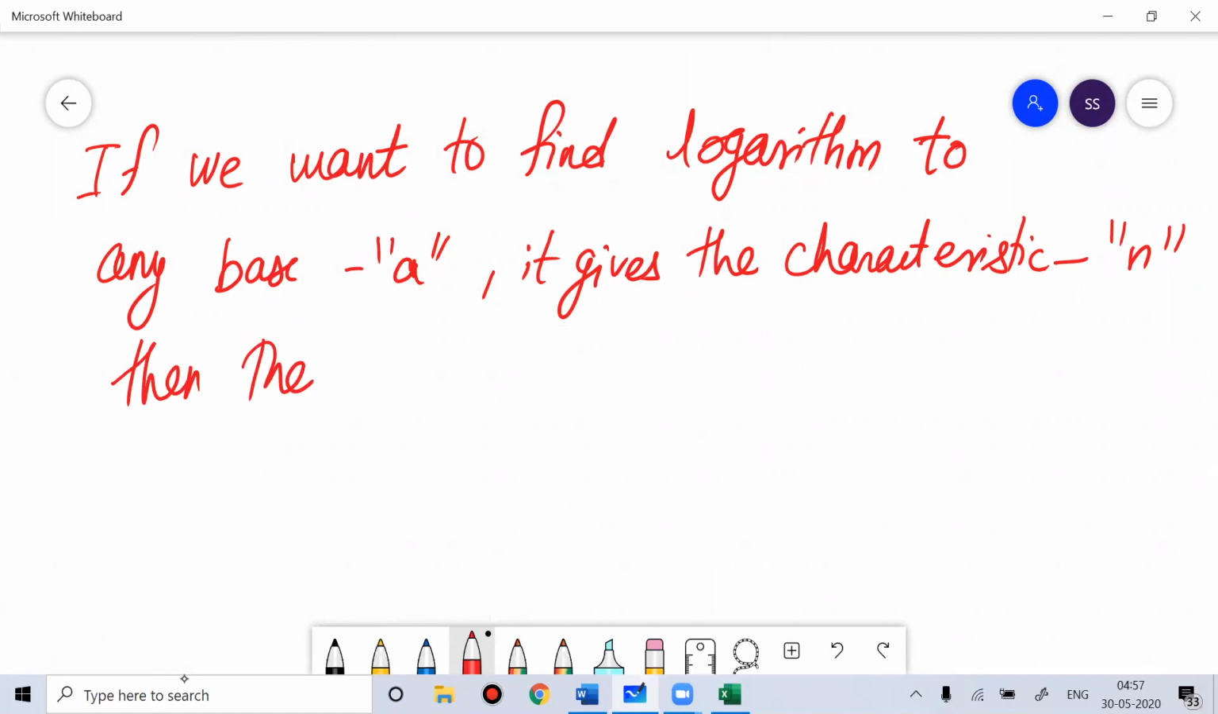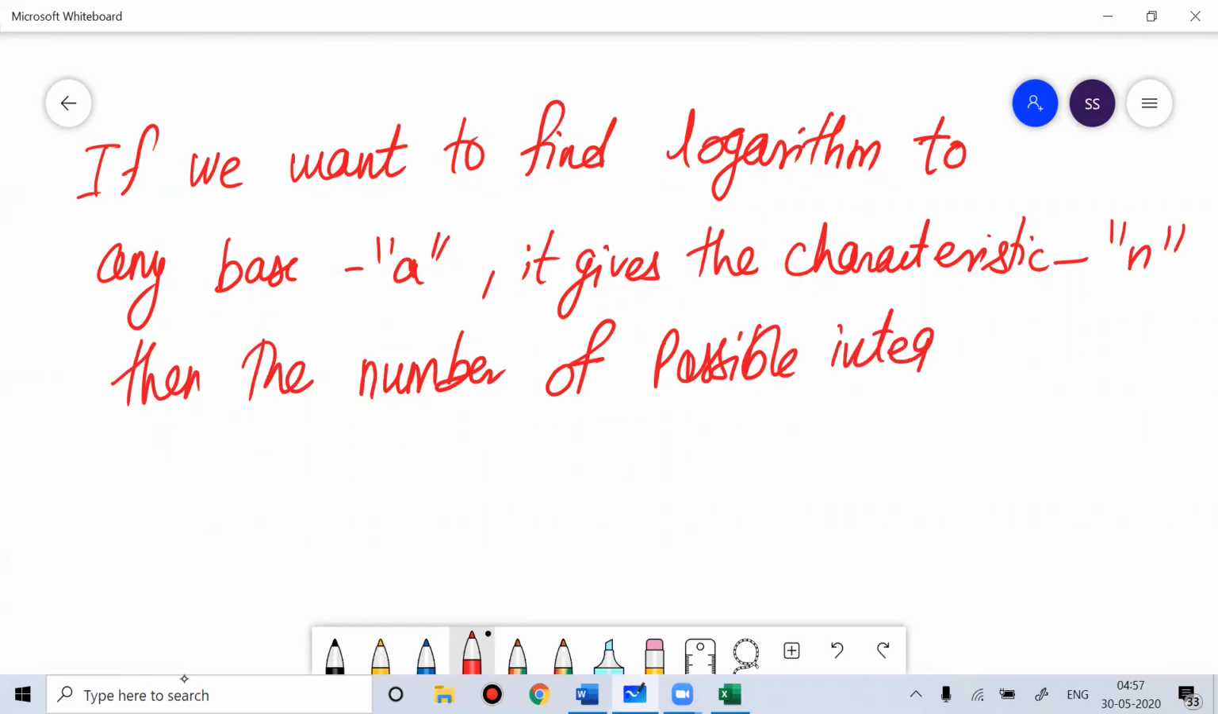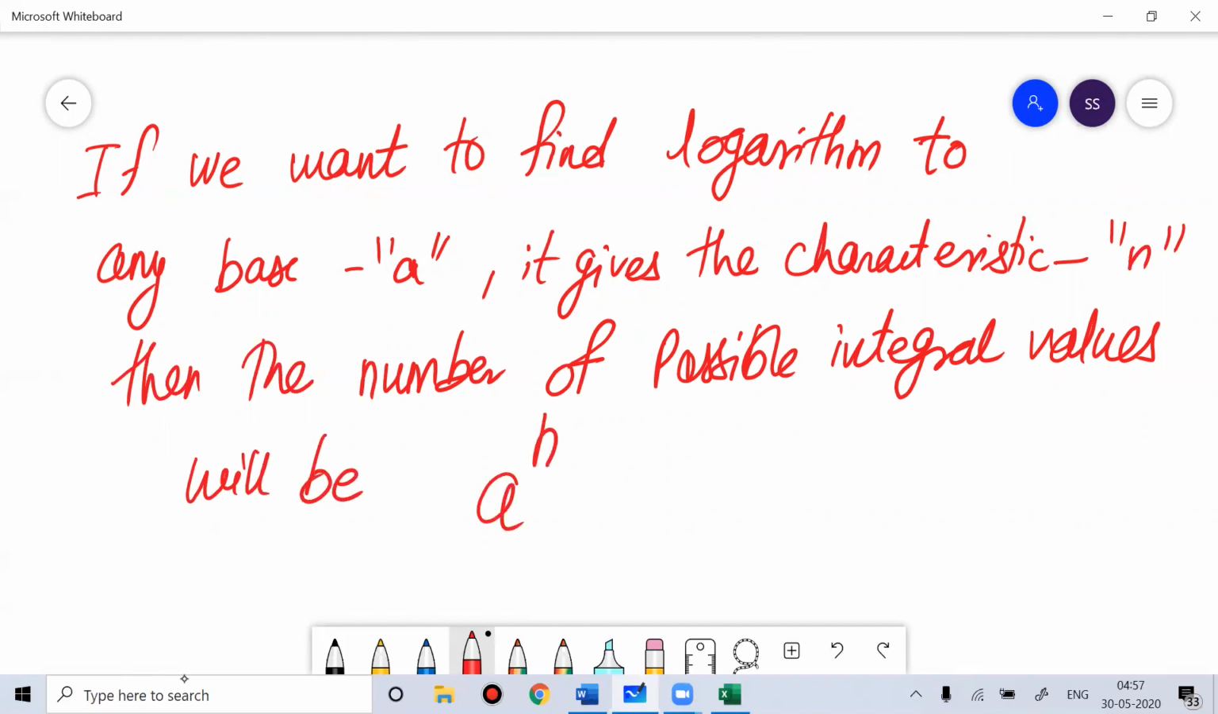Then the number of possible integral values will be a to the power n plus 1 minus a to the power n. So the number of values which can satisfy this would be a to the power n plus 1 minus a to the power n. So you can remember this concept.